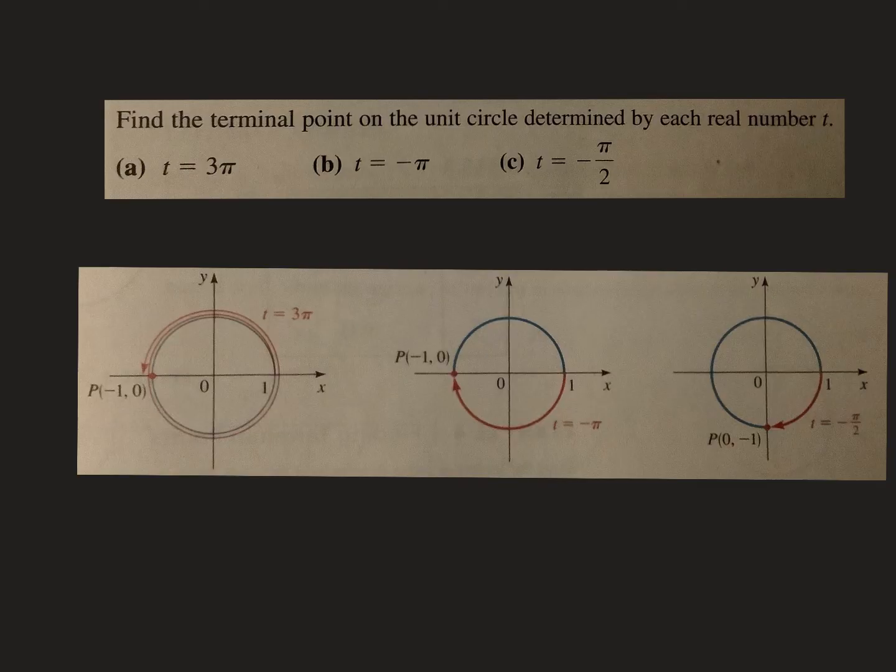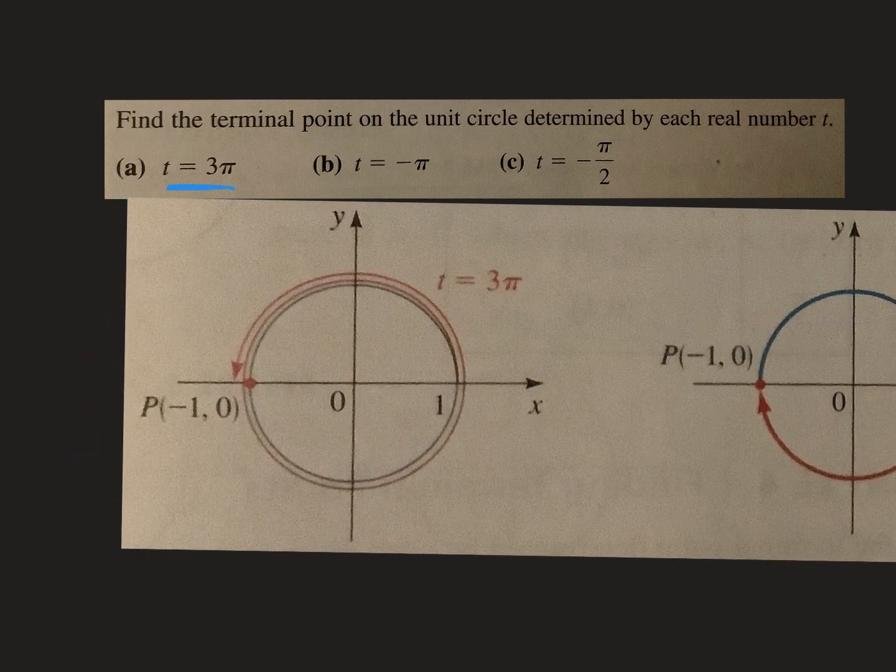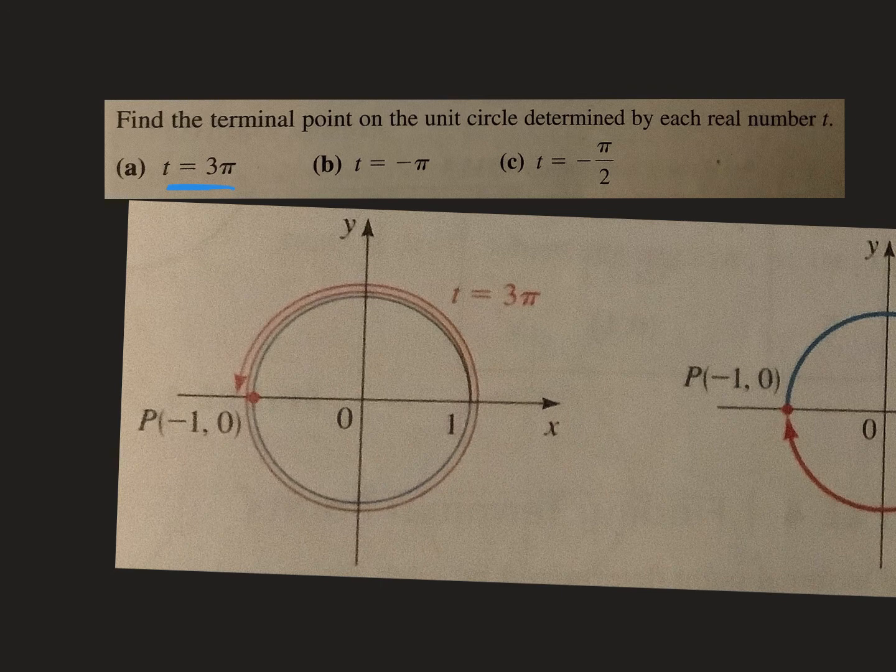All right, this says find the terminal point on the circle determined by each of these. The first one says 3 pi. So if I'm going to go 3 pi, here's the picture of what I did. I went all the way around the circle once and then halfway around again. If you go all the way around, that's 2 pi. Halfway around again, that's 3 pi, which puts you at that point right there. So the terminal point at 3 pi is negative 1, 0.